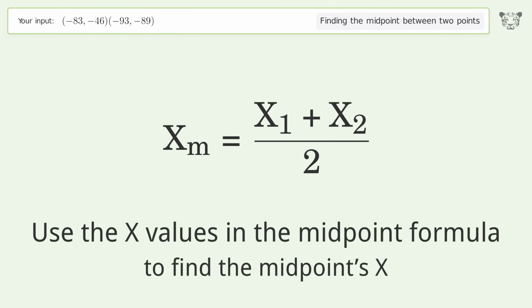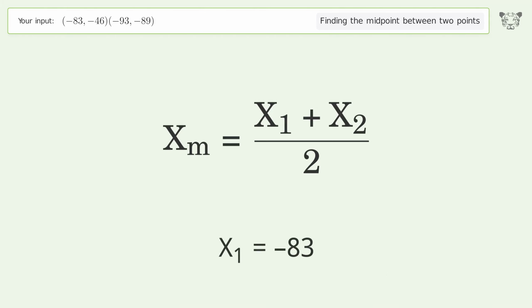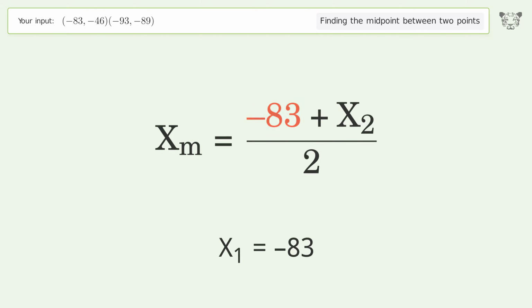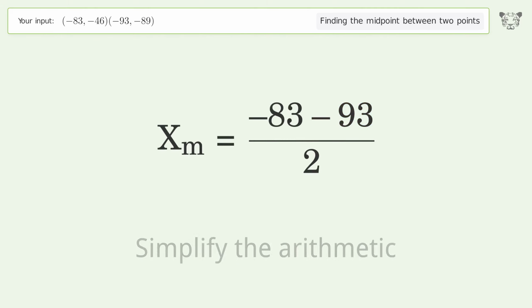Use the x values in the midpoint formula to find the midpoint's x. x1 equals -83. x2 equals -93. Simplify the arithmetic.